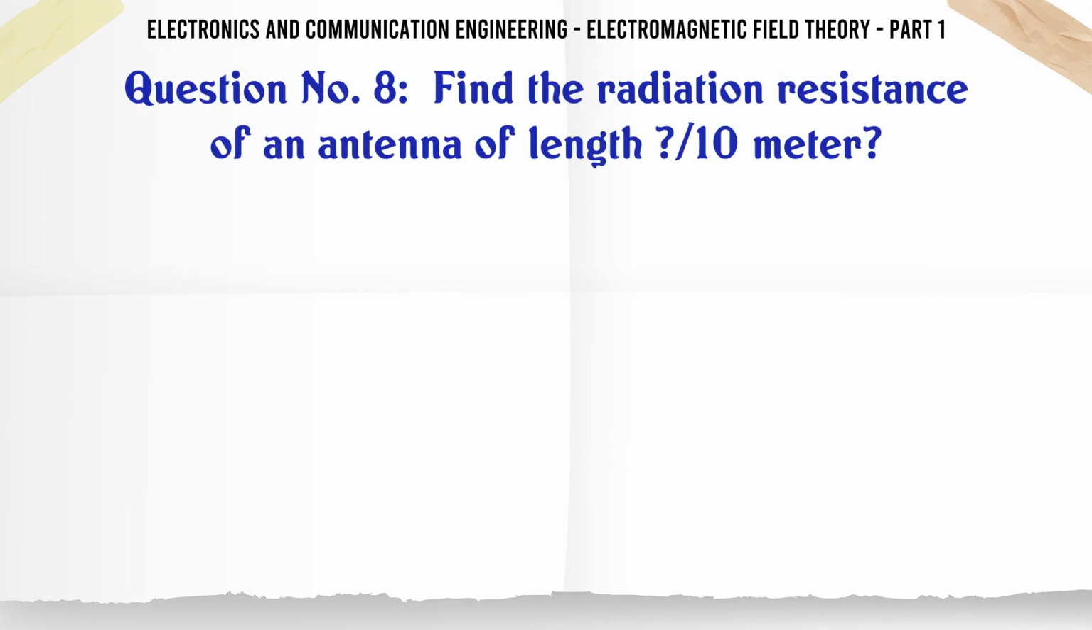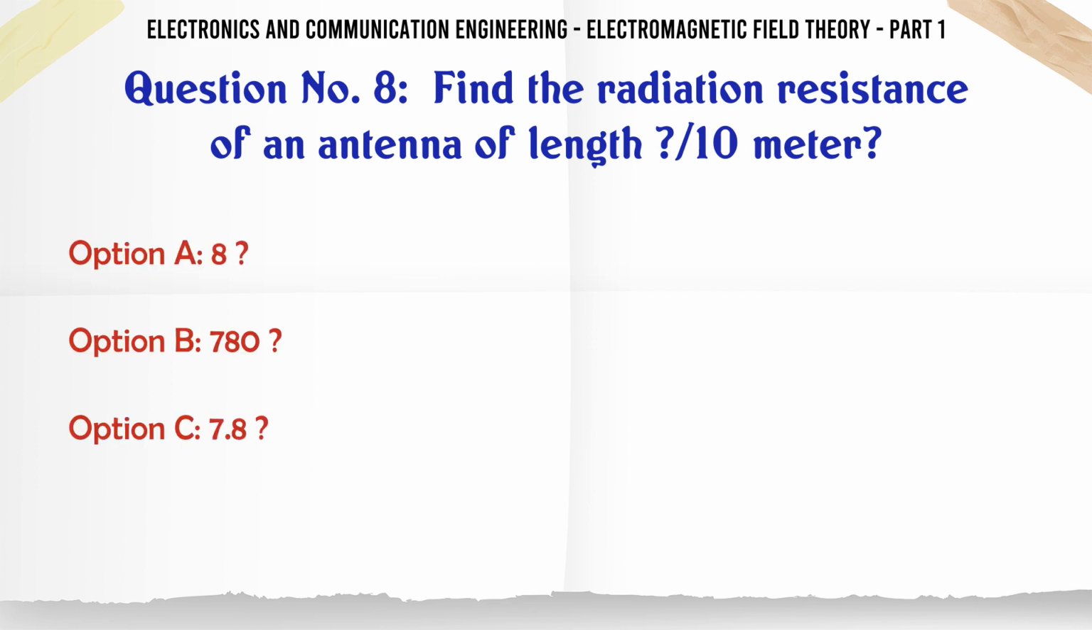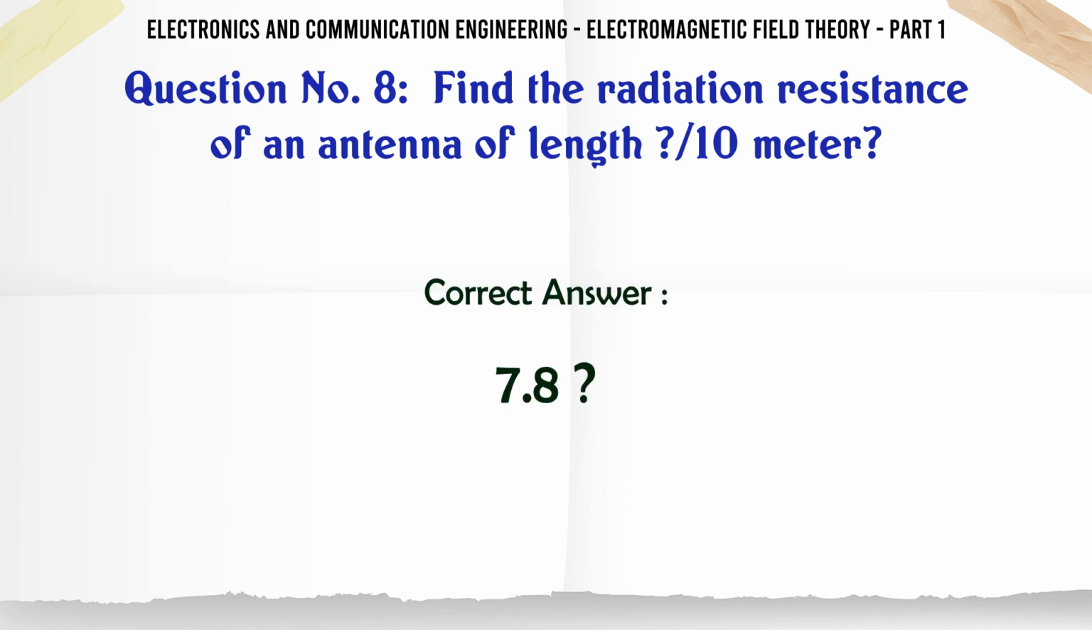Find the radiation resistance of an antenna of length 10 meter. A 8, B 780, C 7.8, D 78. The correct answer is 7.8.